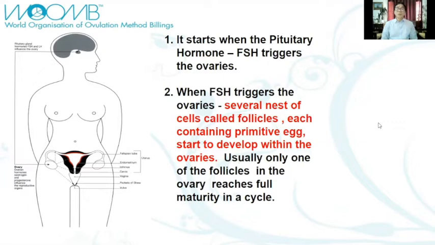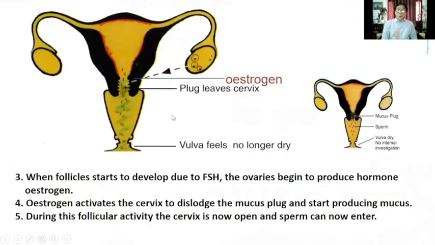It starts when the pituitary hormone, follicle stimulating hormone, or FSH, triggers the ovaries. When FSH triggers the ovaries, several nests of cells called follicles, each containing primitive egg, starts to develop within the ovaries. Take note, usually only one of the follicles in the ovary reaches full maturity in a cycle. What happens next? When follicle starts to develop due to FSH, please refer to the diagram above. The ovaries begin to produce hormone estrogen.